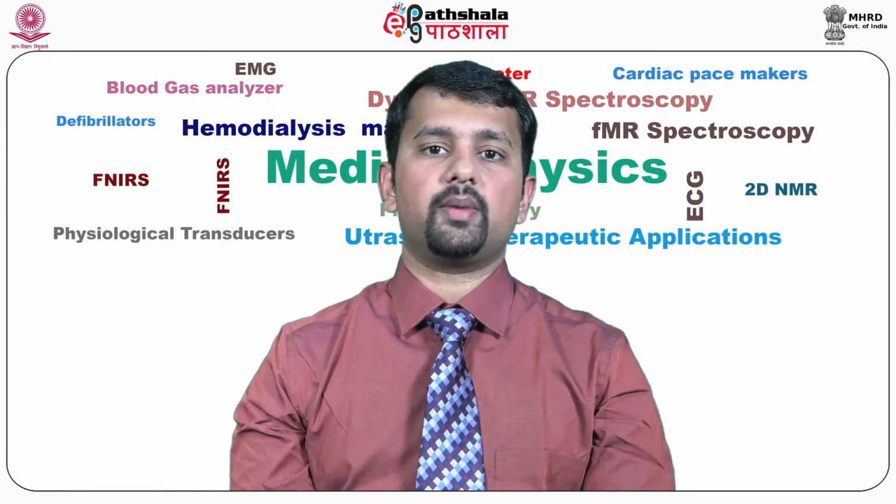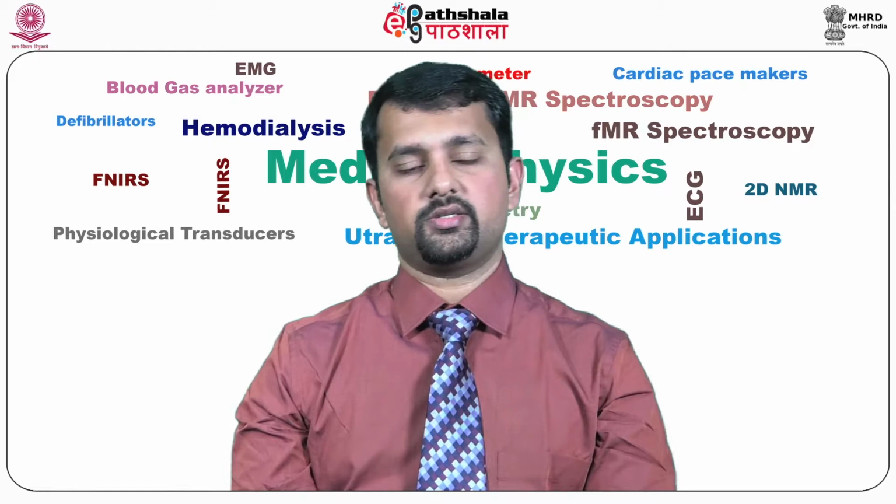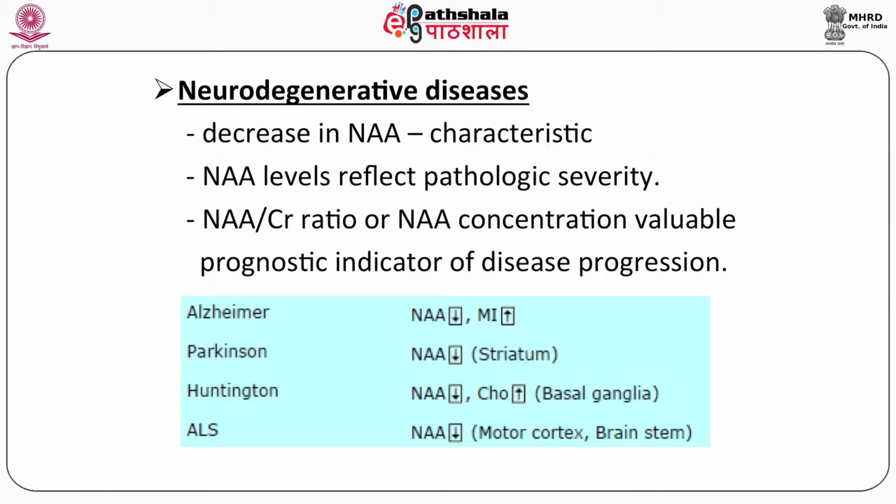Now let us see the role of MRS in neurodegenerative diseases. Alzheimer's disease, Parkinson's disease, Huntington's disease, amyotrophic lateral sclerosis and spinocerebellar ataxia are debilitating conditions that result in progressive neuronal degradation and death. The characteristic feature of neurodegenerative diseases at MR spectroscopy is a decrease in NAA, typically located to the region or regions affected by the degenerative process. The NAA levels reflect pathological severity.